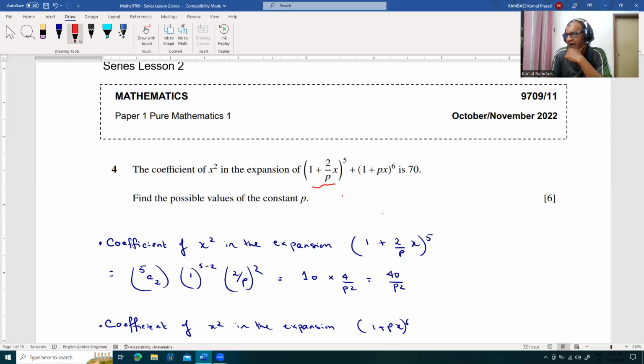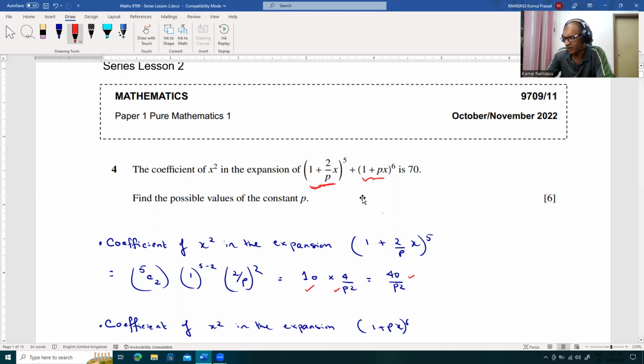C'est 5c2, 1 to the power of 5 minus 2, and then multiply by 2 over p to the square. OK? Et il est égal à 10 multiplied by 4 over p square égal à 40 over p square. Ça veut dire, mon fini gain the coefficient of x squared dans cette expansion. OK? Et maintenant, mon the coefficient of x squared dans cette expansion-là.